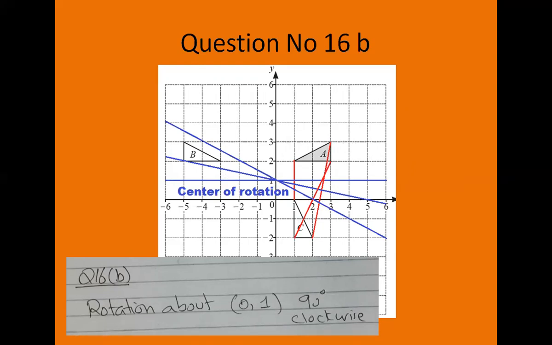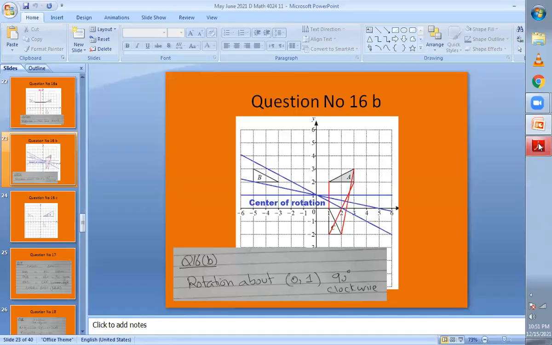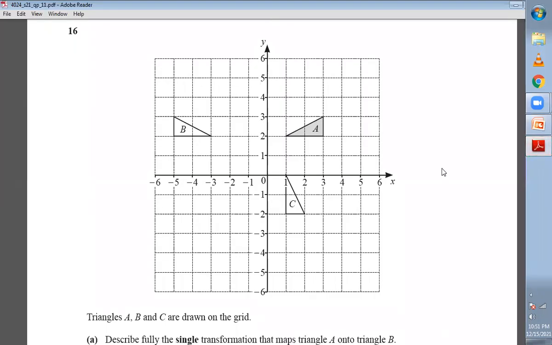So the center of rotation is 0,1. And if you want to find out the angle of rotation, you join the same points, for example, this point and this point with the center of rotation, and check how much is the angle. So if you join this point with the center of rotation and this point with the center of rotation, you will see that the angle between them is 90 degree. It means that the A has rotated 90 degree clockwise about 0,1. So rotation about 0,1, 90 degree clockwise. That's how you describe that. Hopefully you understand. Okay, so let's go to the next question.